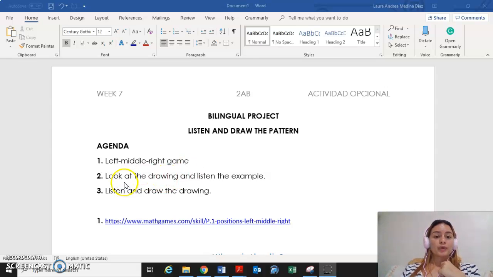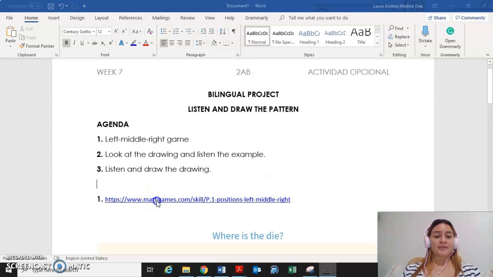In the second part, we're going to look at a drawing and then I'm going to explain how I did the drawing using the directions like up, down, left, or right. That is very important because later in the third part you are going to listen to some directions and you will try to discover a drawing.